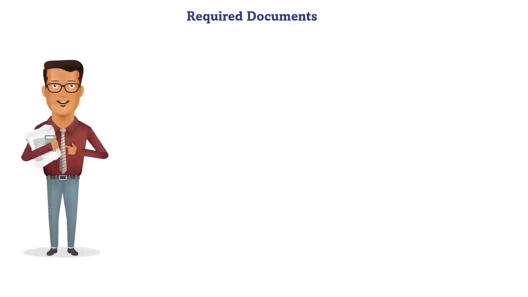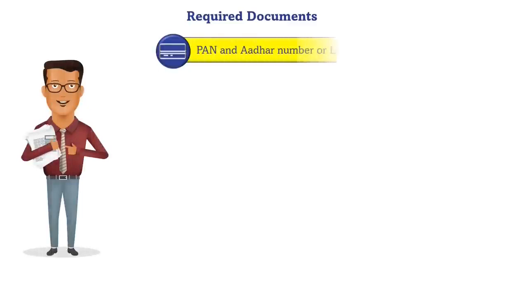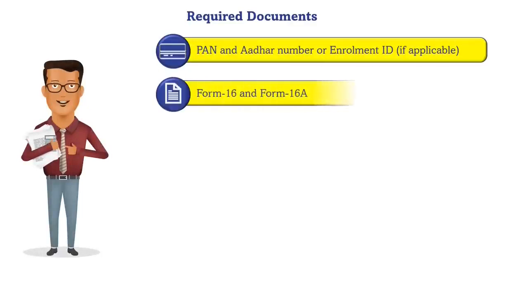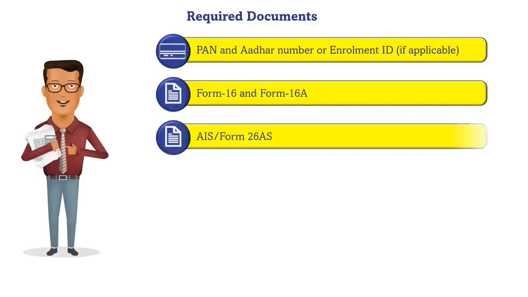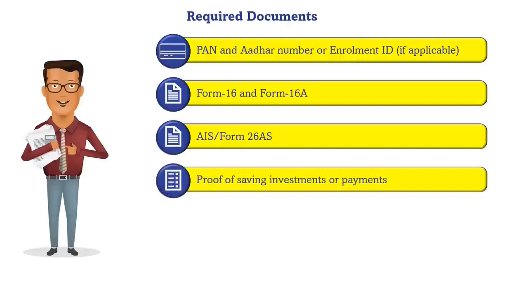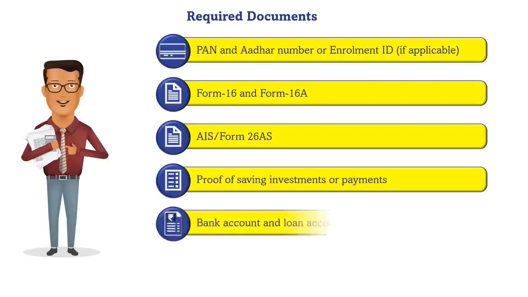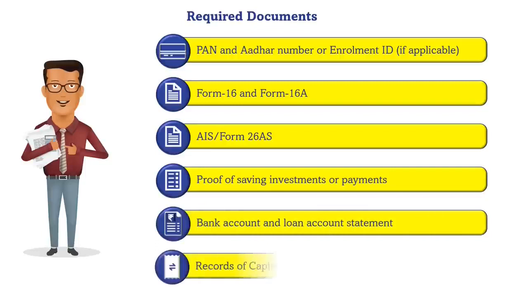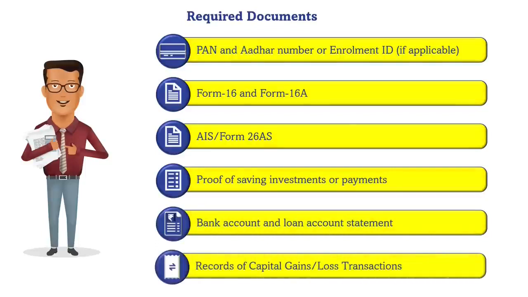Before filing your Form ITR-2, you must collect the following documents. You should have your PAN and Aadhaar number. You should keep your Form 16 or Form 16A. You must download your AIS and Form 26AS. You should also keep with you the proof of saving investments or payments, bank account and loan account statements, records of capital gains or loss transactions.